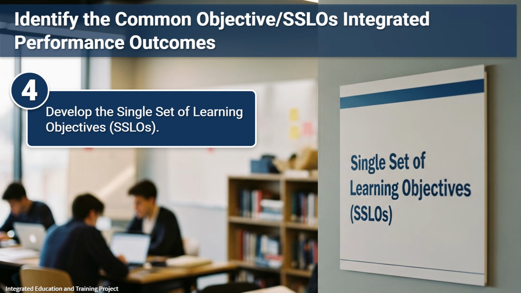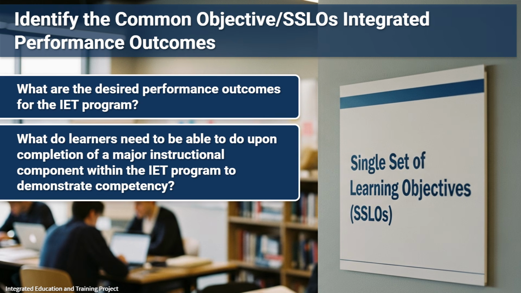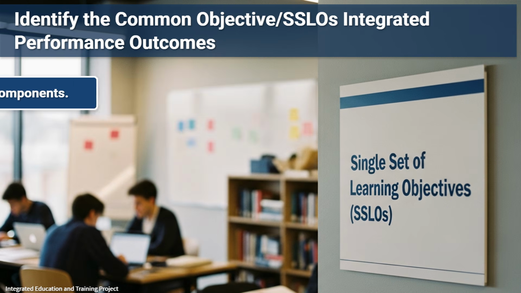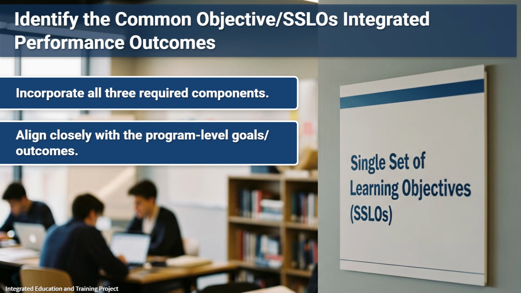To do this, it's important to think about what the desired performance outcomes are for the IET program. What do learners need to be able to do upon completion of a major instructional component within the IET program to demonstrate competency? These are the common objectives that combine to become the single set of learning objectives. They must incorporate all three required components and align closely with the program-level goals and outcomes.